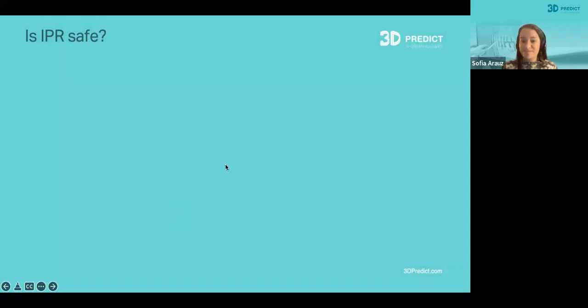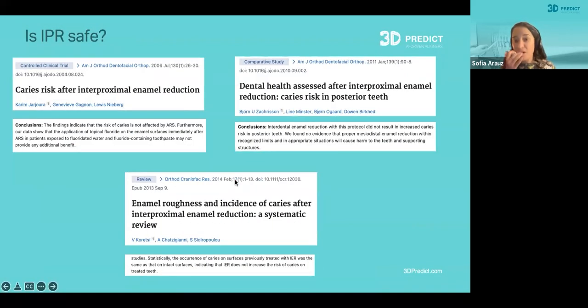Is IPR safe? The big question. We're all scared about IPR. We're all taught in dental school, enamel is precious. Please don't touch it if it's not needed. But think about it. If we do restorations, they're needed. If we do IPR to correct malocclusions to help our patients have a better quality of life, whatever the reason is, IPR is needed in that case. Touching the enamel is needed. There is a lot of literature out there saying IPR is safe when performed correctly, when you're gauging how much you're taking out, when you're breaking the point of contact. It does not lead to decay in the long term.